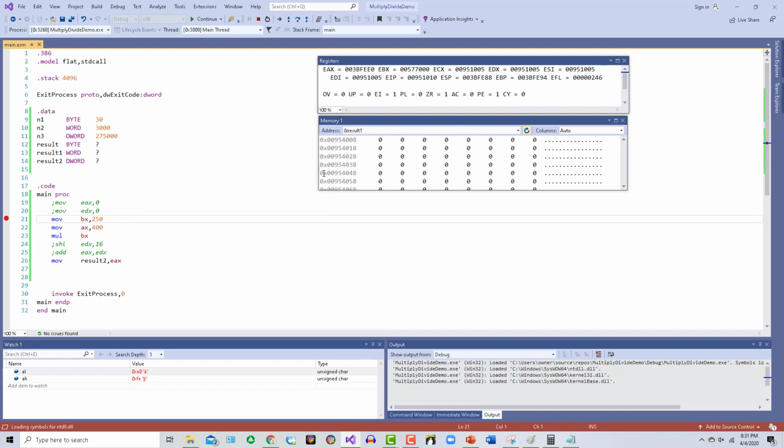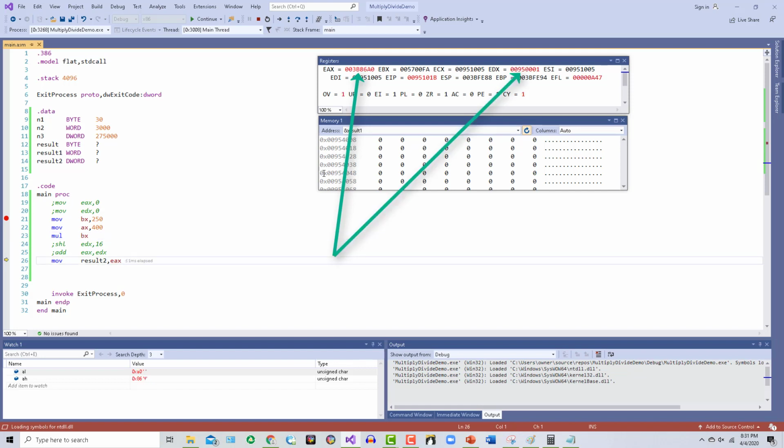Let me step through the code. I put my values into AX and BX this time. I want you to see the explicit operand can be a register as well as a memory location. What it can't be is an immediate value, like 20. Now we get to the multiply instruction on line 23. Before it executes, notice what's in the EAX register and what's in the EDX register.